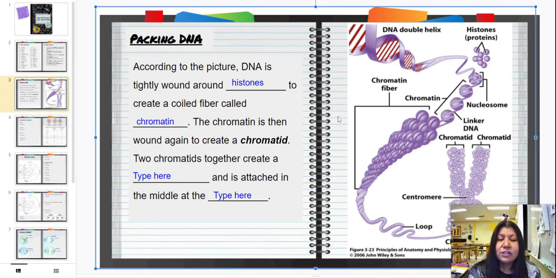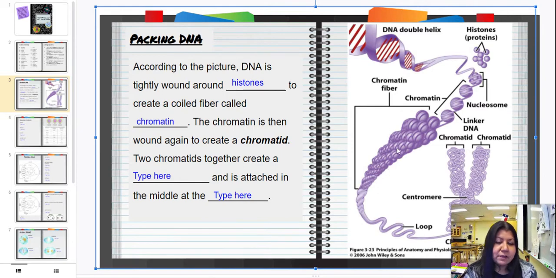Chromatin is actually what you see under the microscope whenever you see DNA inside of the nucleus. It doesn't look like a double helix. It just looks like a really dark blob inside the middle of the cell. That's because that nucleus is filled with chromatin fibers. The double helix is way too small for us to see underneath the regular microscope, but we can see where it's located inside that nucleus, and we know it's in a chromatin form.